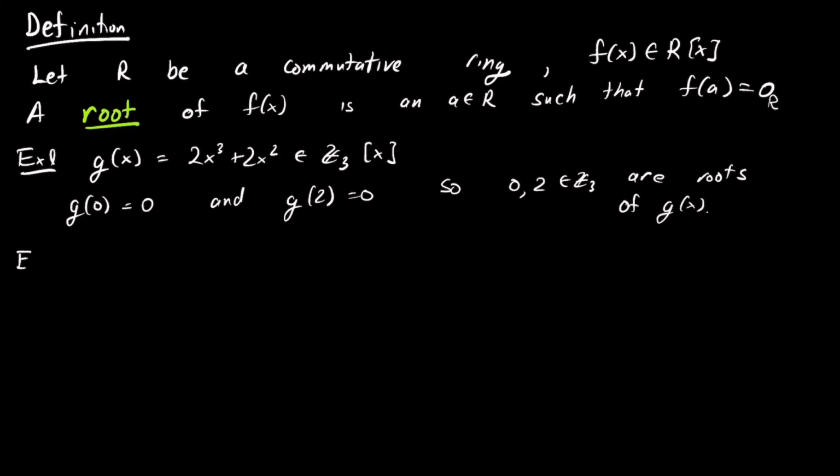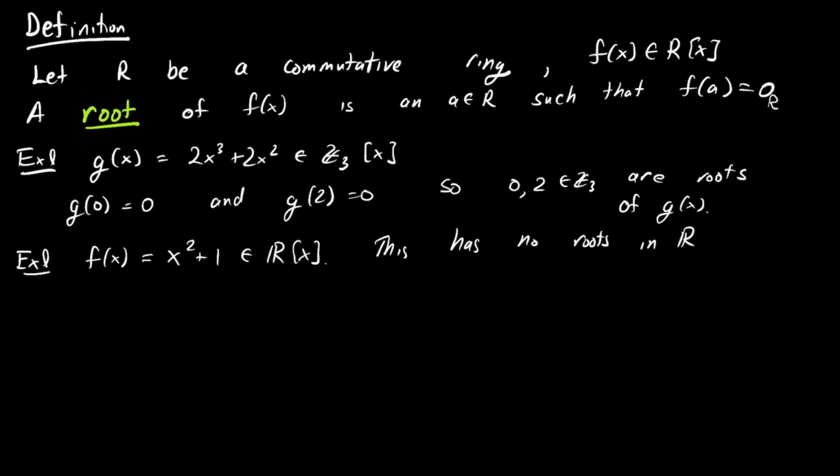What about some other examples? Well, what if I consider the polynomial f of x is equal to x squared plus 1 in R bracket x. One thing that I might notice is that this has no roots in R. Right? This has no roots in the real numbers, since for every real number r, r squared plus 1 is always bigger than 0. I know that this will never equal 0. So this is a polynomial that has no real roots.